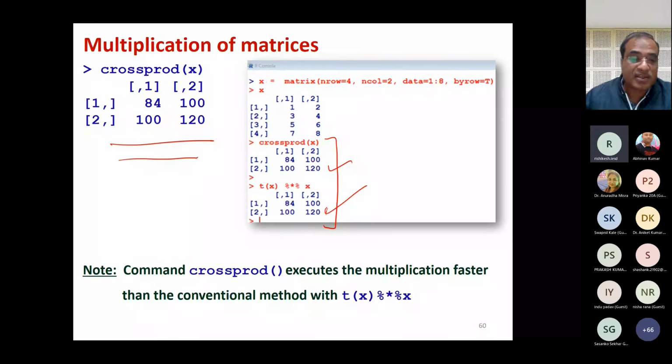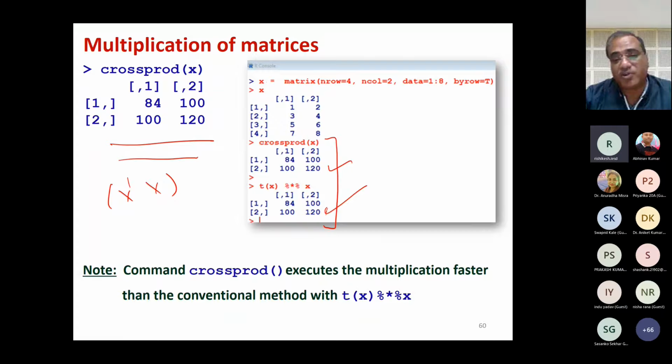And in statistics, finding this X transpose X is a very important quantity. You will see in my fourth lecture, when we talk about linear regression analysis, that we are going to use this thing there.